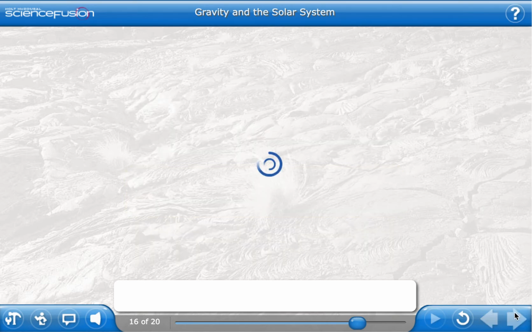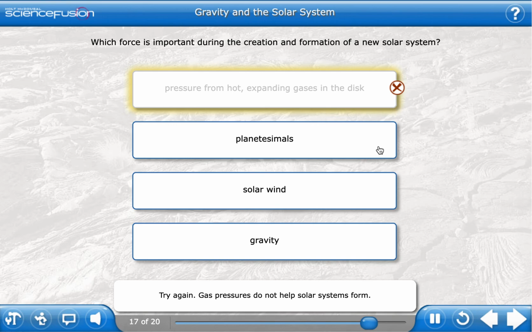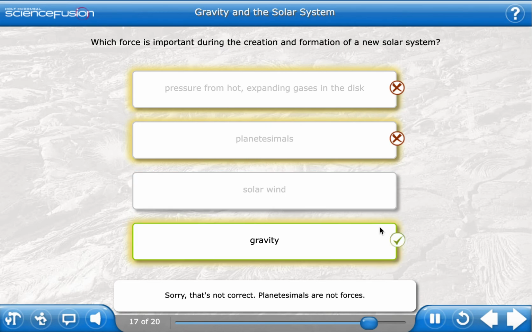Click the correct answer for this question. Which force is important during the creation and formation of a new solar system? Try again. Gas pressures do not help solar systems form. Sorry, that's not correct. Planetesimals are not forces. That's right. Gravity is the force of attraction between all matter.